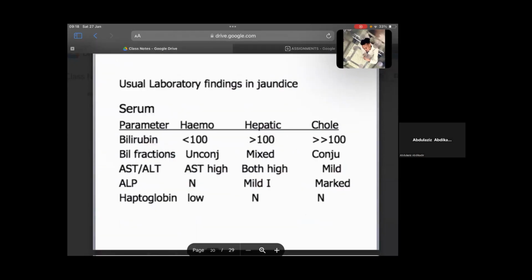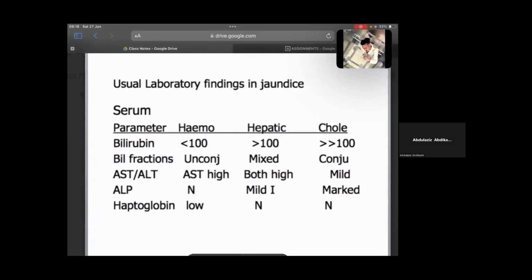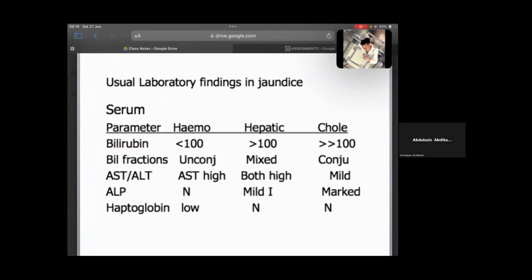I want you guys to focus on this table. I want you to look at the second point under the parameters, the bilirubin fractions for the hemolytic, the hepatic, and the cholestasis. That is the pre-hepatic, hepatic, and post-hepatic. Look at the bilirubin fractions. For the hemolytic, it's normally unconjugated. For the hepatic, everything is mixed. But I want you to focus on the hemolytic. We make differences between the hemolytic and cholestasis, because this is a common question. You'll be told, describe the urinary findings: what will you find here, what will you find there.